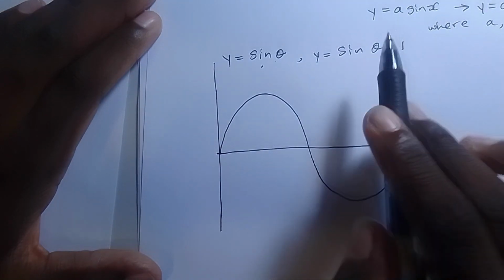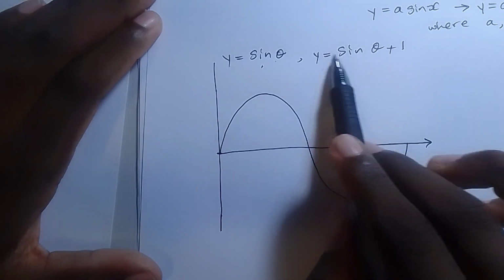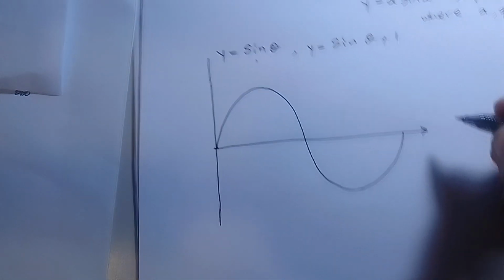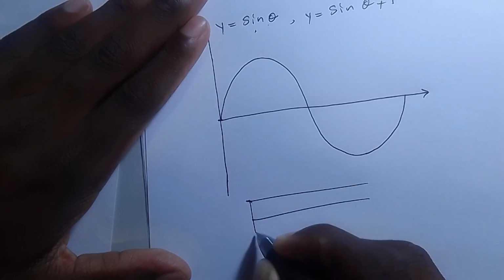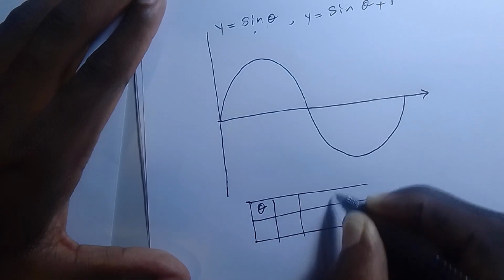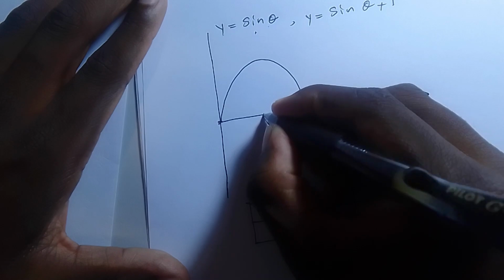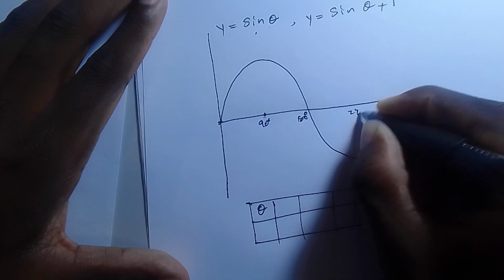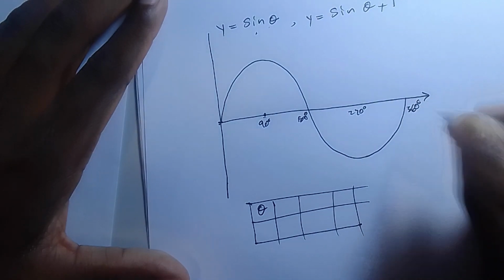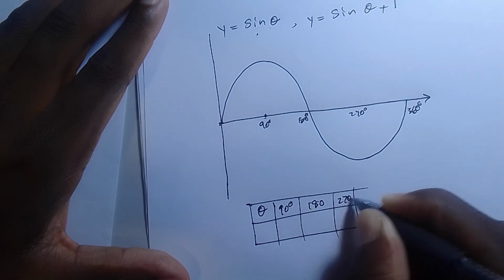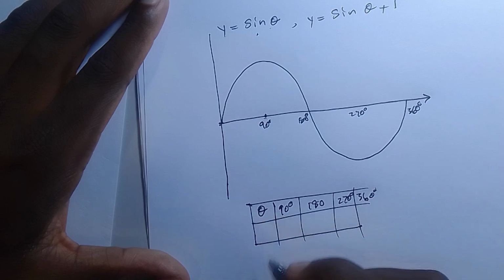When you've drawn the sine graph, now you have to draw the graph of sine theta plus 1. There are two ways to do this. The first way is you draw a table, and your table has theta here, and you put the values of theta. So let's say this is 90, this is 180, this is 270, this is 360. You should start at 0, sorry.